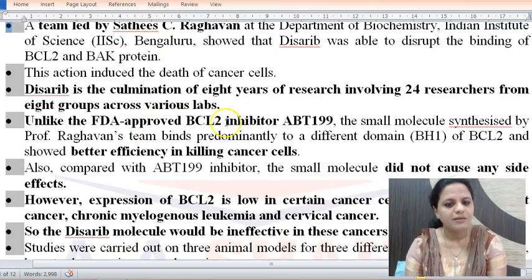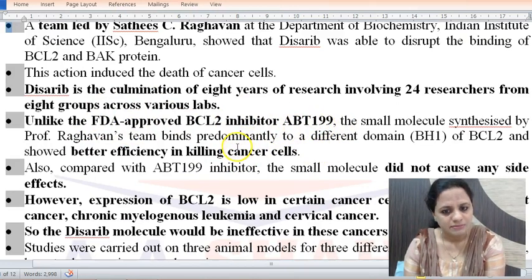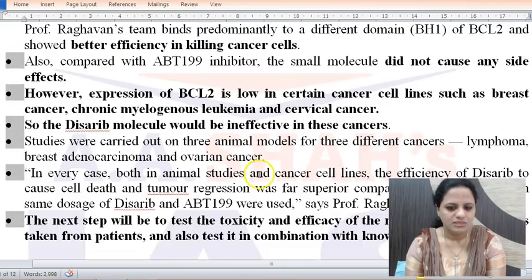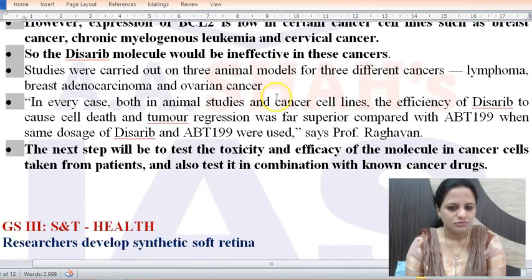There is already another BCL2 inhibitor molecule, ABT199, which is approved by the FDA of the USA. It actually has side effects too. But the Disarib developed by IISc researchers has no side effects as such, and also it has better efficiency in killing cancer cells. This is the research presently being done. It has been tested on animals, and now its toxicity and efficacy will be tested on molecules in cancer cells taken from patients also.